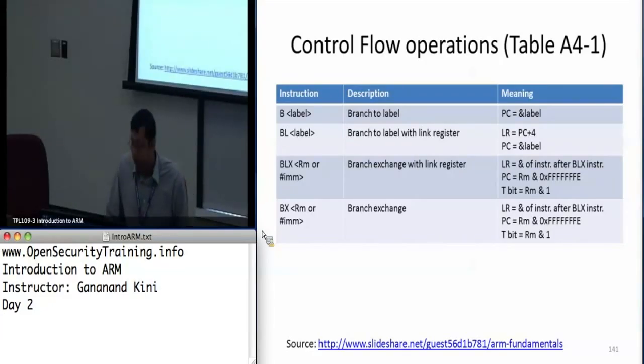And the same thing happens with the BX. So this is why we'll see this later in the hijack lab. Whenever we want to jump to a method or a subroutine in the code, we have to actually set the least significant bit to 1 to ensure that thumb mode is set.